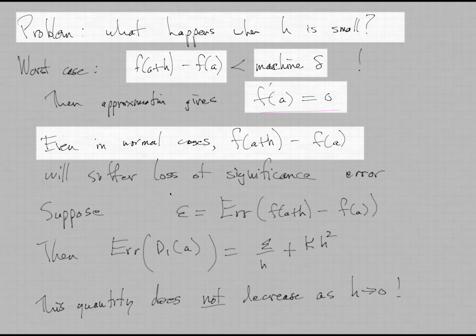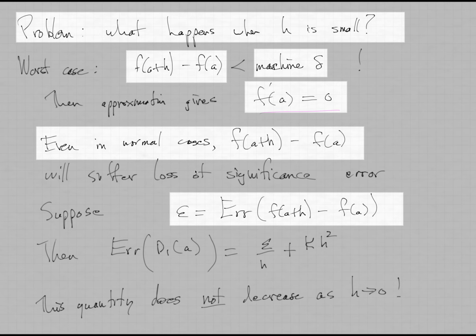So to try to get a grip on this, let's see. I'm going to let epsilon be equal to the actual error in the computer's calculated value of f of a plus h minus f of a. Okay, so that's going to be one source of error in the limits of the computational abilities of the computer. So epsilon is that error.